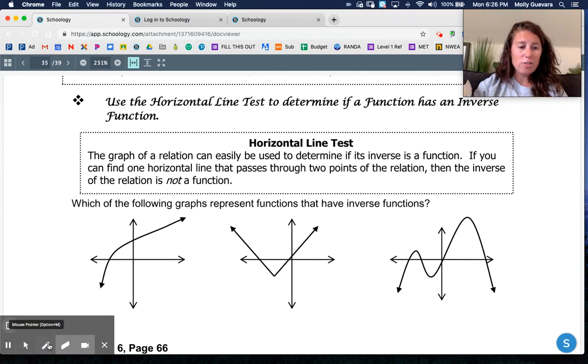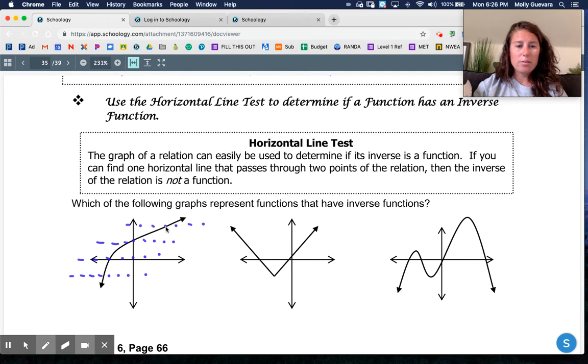If I draw any horizontal line on a function and it only touches that function at one spot, here, here, here, here, then that function has an inverse. So that function is one-to-one. Because we say it has an inverse.